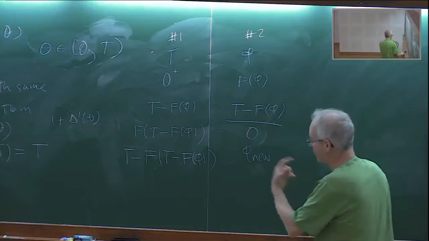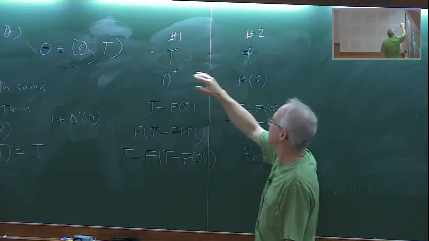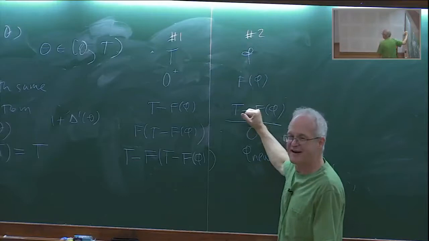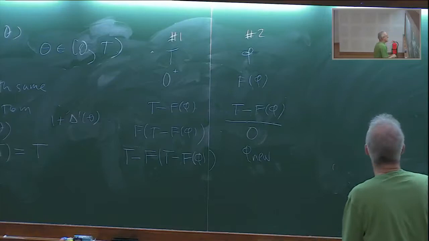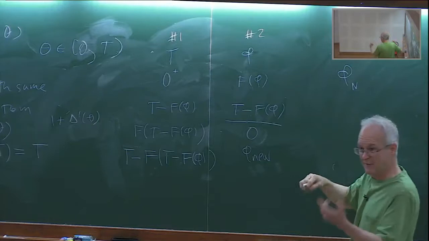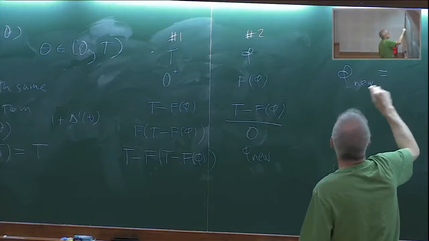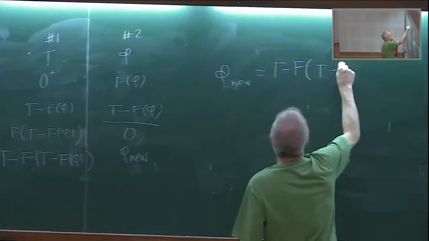So we go one full cycle. Oscillator 1 fired. He perturbed oscillator 2. Oscillator 2 fired. Perturbed oscillator 1. Oscillator 1 is poised to fire. And now we figure out the phase. So we now have a map: phi new equals T minus f of T minus f of phi. There we go, right?